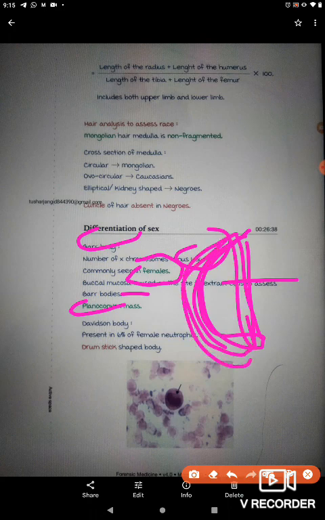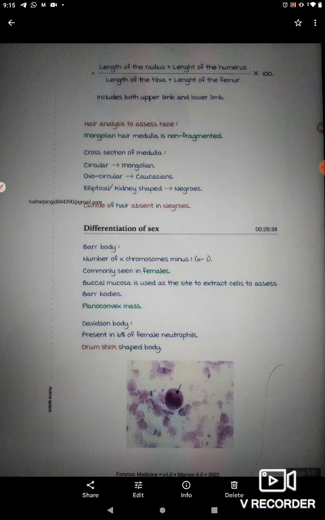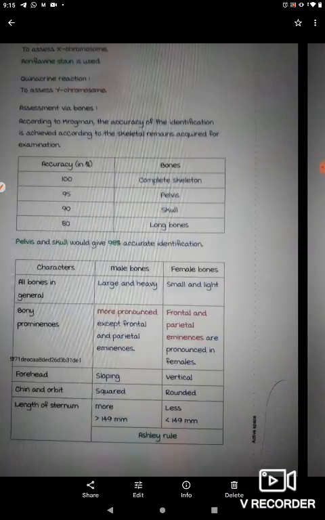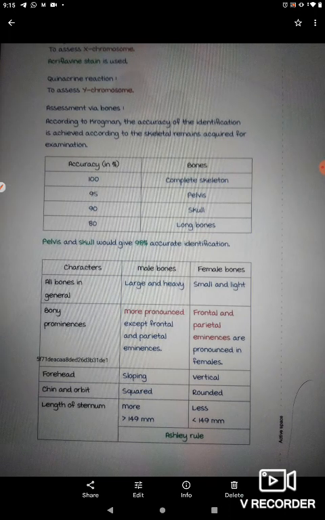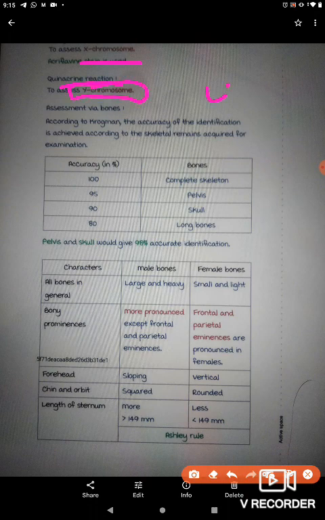Davidson body is present in 6% of the neutrophils of the female. Davidson body is a drumstick shaped body. For the X chromosome, acriflavine stain is used, and quinacrine reaction is used for the Y chromosome.